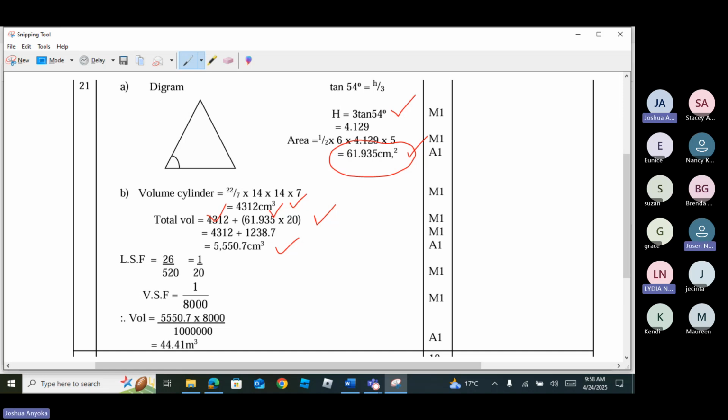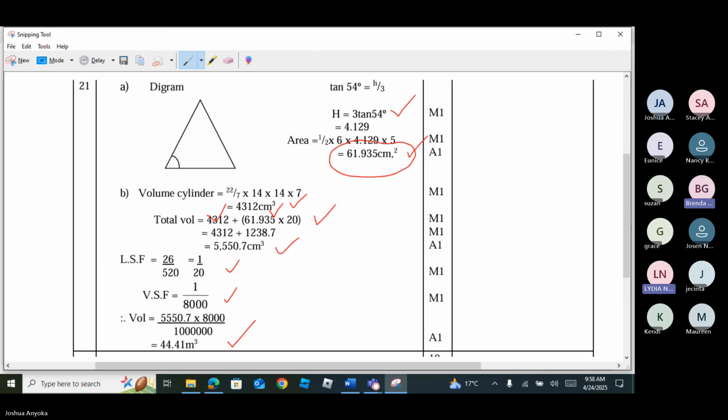Part C, we use the LSF, linear scale factor. Then we work out to find the volume scale factor. After the volume scale factor, we equate the two and get 44.41 cubic meters. Basically, that's what is expected of us. Measurement, surface area, and volume is very significant in our exam. I wish that we stop at that level, find other questions, and then you work them out.